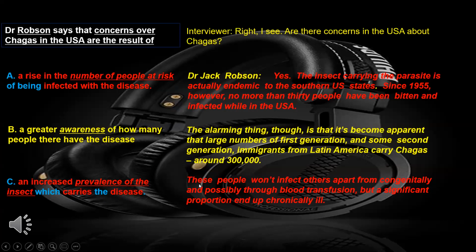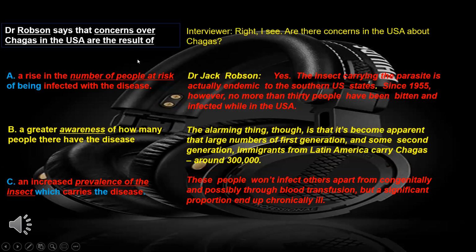For the last part, these people won't infect others apart from congenitally and possibly through blood transfusion, but a significant proportion end up chronically ill, like modes of transmission. For the first given answer, not mentioned at all, also not mentioned at all, and increased prevalence, also not mentioned at all. So the correct answer is B.